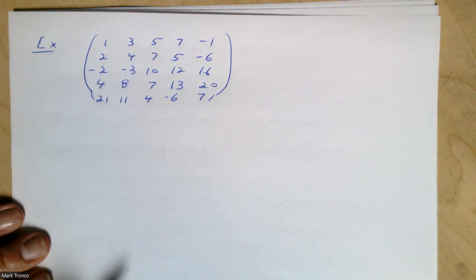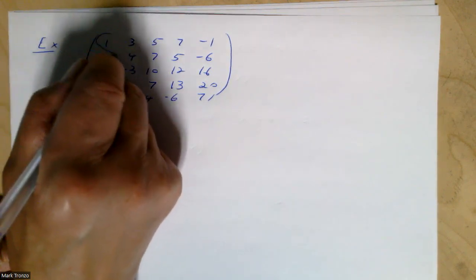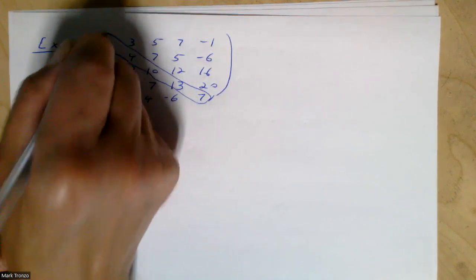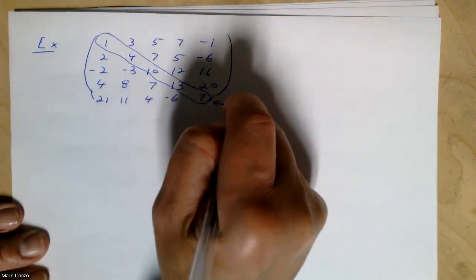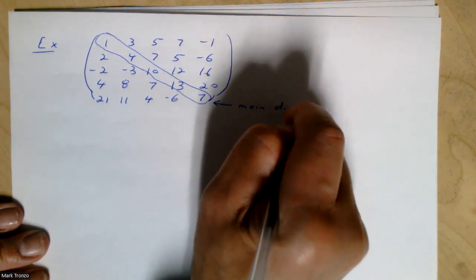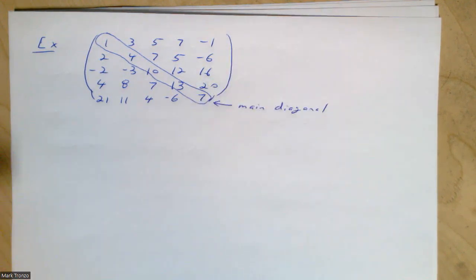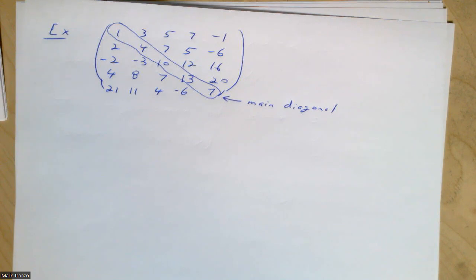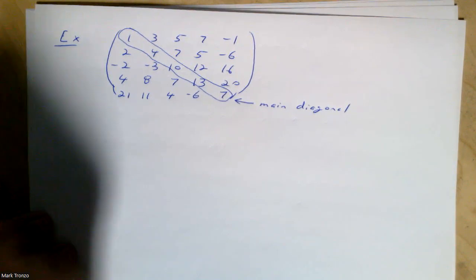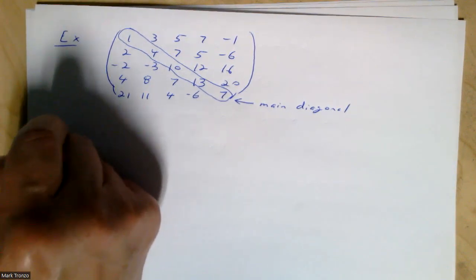So for any matrix, the main diagonal is going to be this diagonal right here. That's the main diagonal, meaning that center diagonal right there. That's the main diagonal of any square matrix, that center diagonal. And also, we have upper triangular matrices.